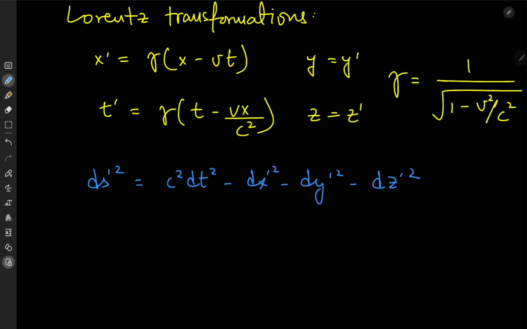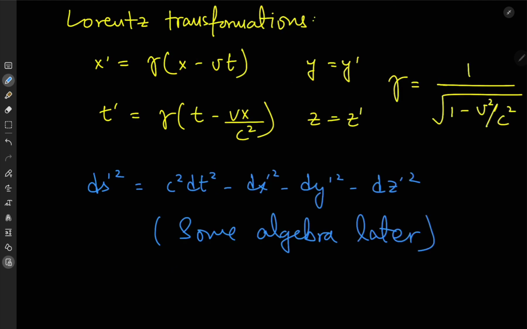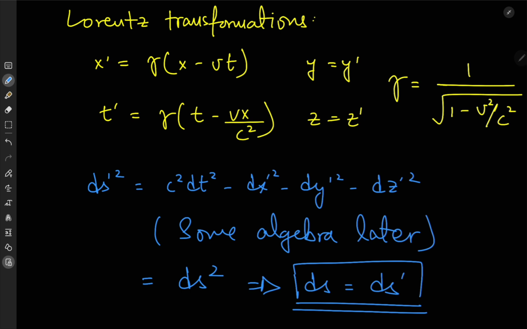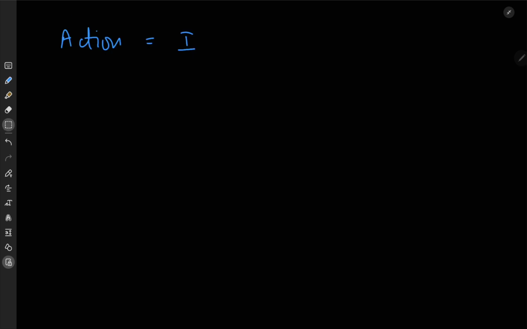Now take the primed equation and plug in the equations from the Lorentz transformations, and after some algebra, we indeed get ds prime squared equals ds squared, or ds prime equals ds, making it an invariant quantity among reference frames. Now to define a relativistic version of the action integral, that for reference purposes I'm now calling I because S is normally reserved for reference frames.